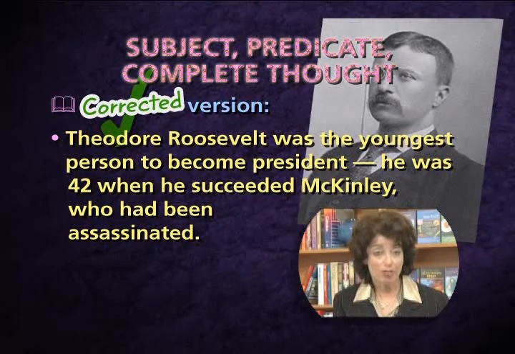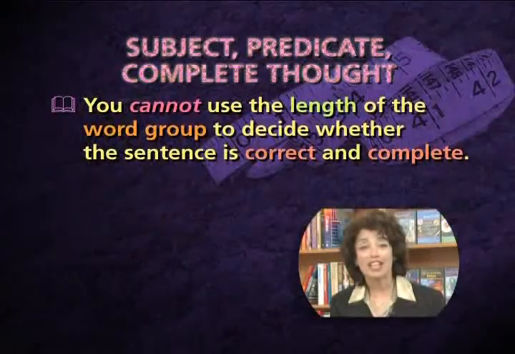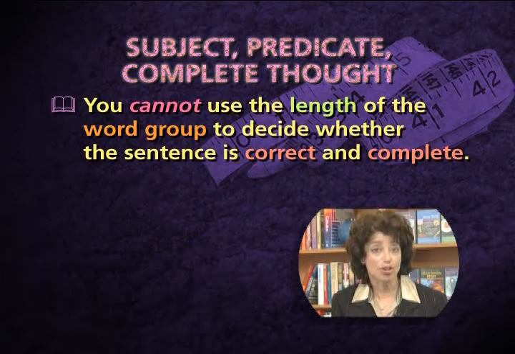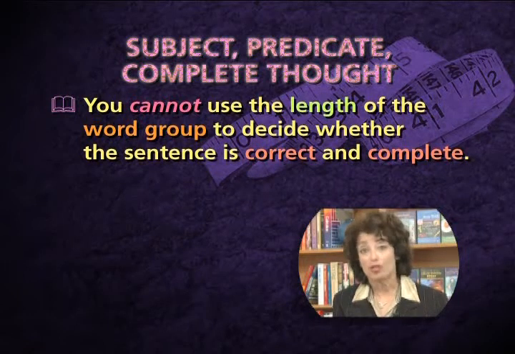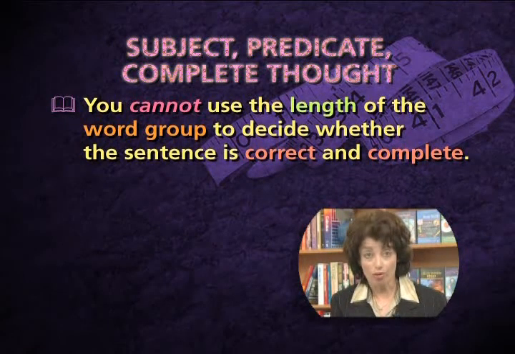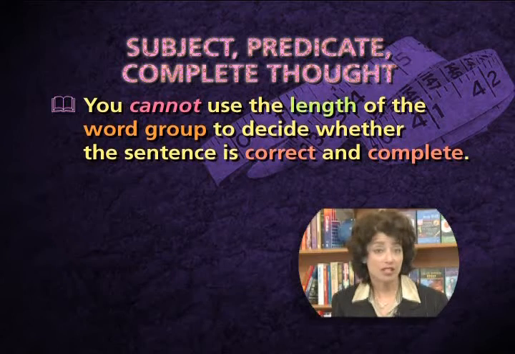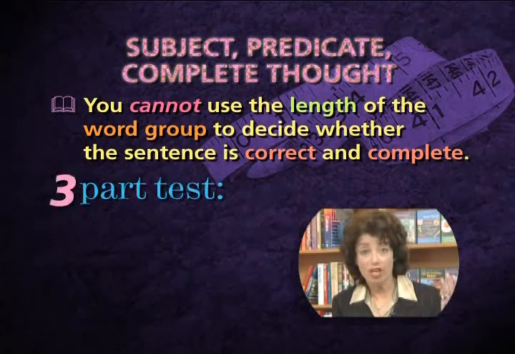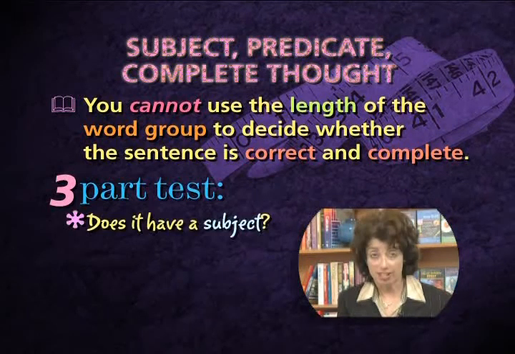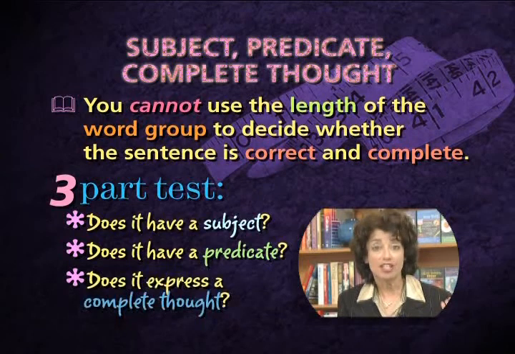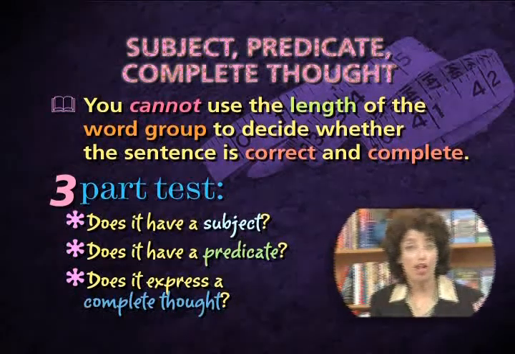Now, as you can tell from these examples, you cannot use the length of the word group to decide whether the sentence is correct and complete, because you could have a very, very long word group that is still not considered a sentence because it's missing a subject or a verb or does not express a complete thought. So instead, you've got to use our three-part test. Does it have a subject? Does it have a predicate? And does it express a complete thought?